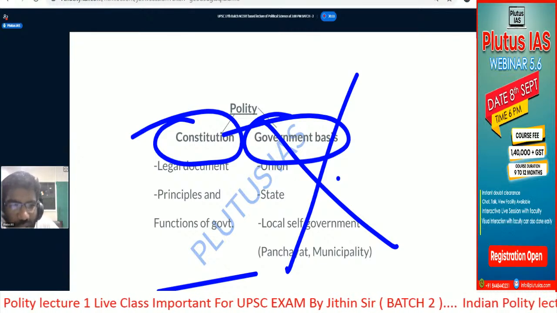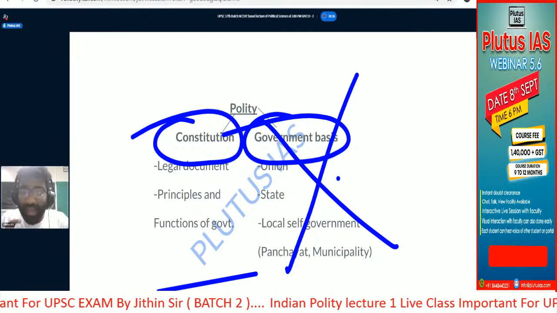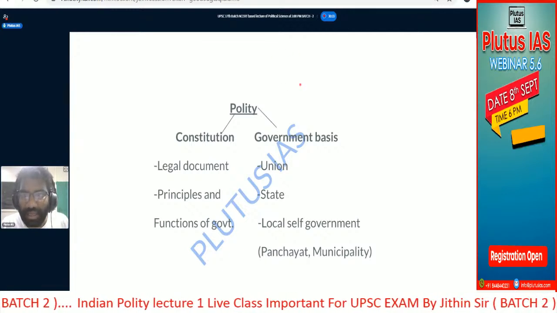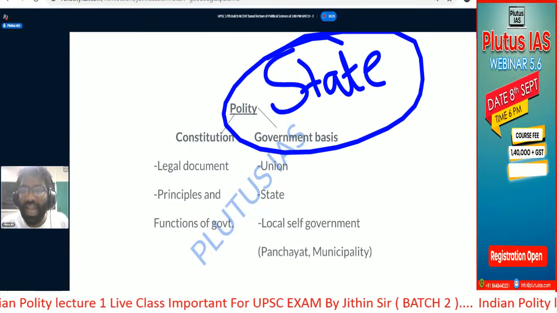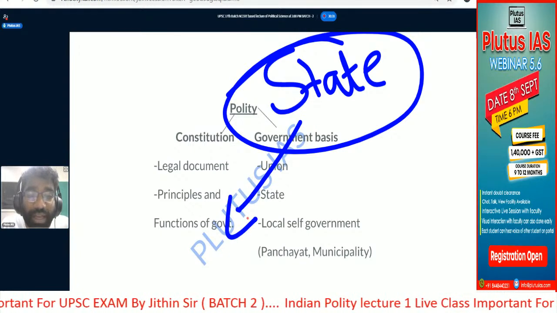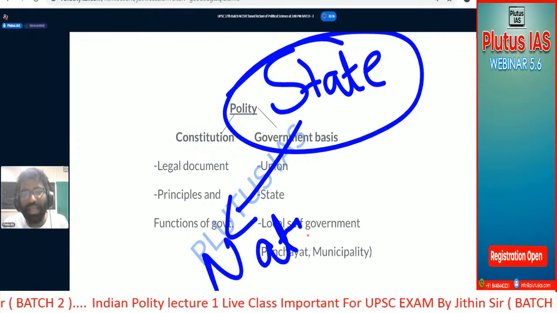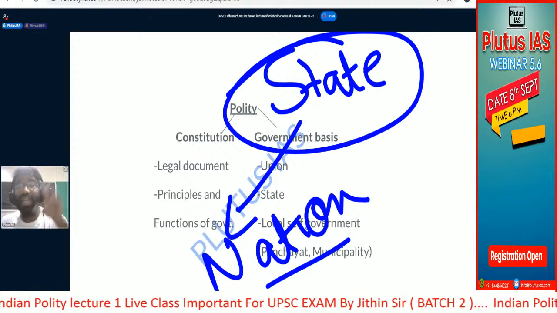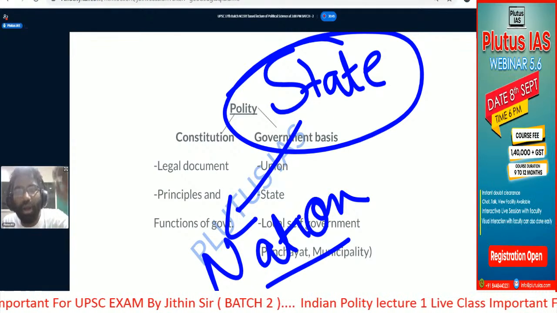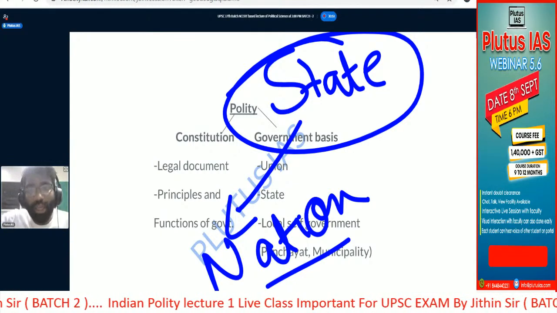Clear? I need to explain it further. Now, listen. Whenever I am using the term state in Indian polity, I am referring to nation, country. That is nation, India. If I need to talk about Punjab, Haryana, West Bengal, Andhra Pradesh, Telangana, there I will specify that I am talking about this particular state.